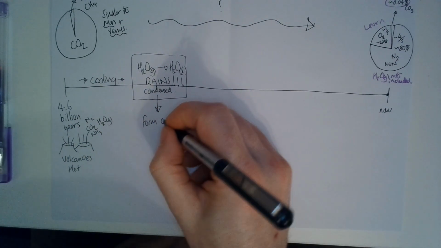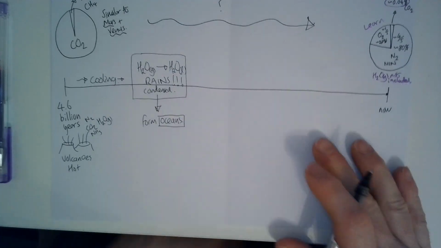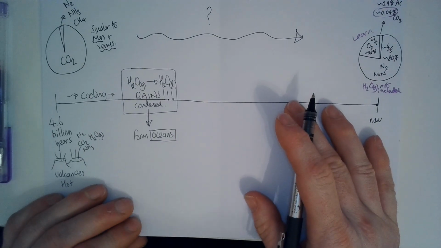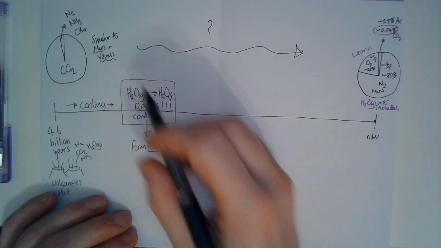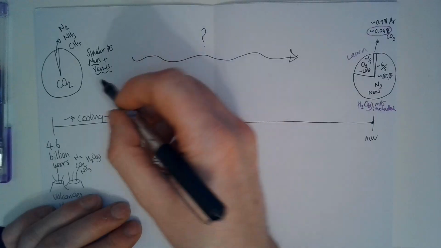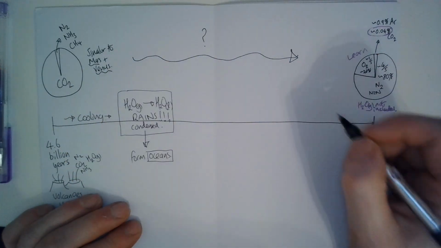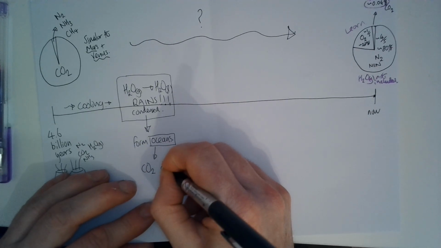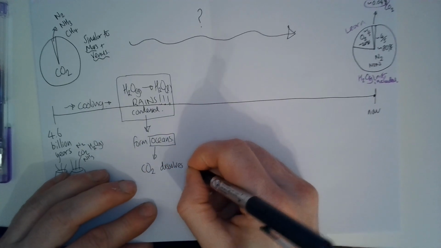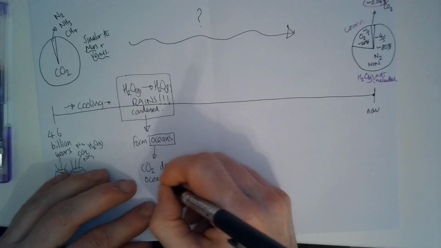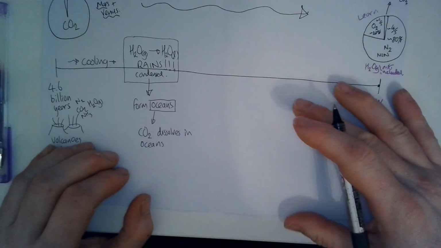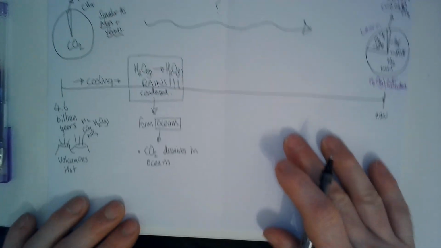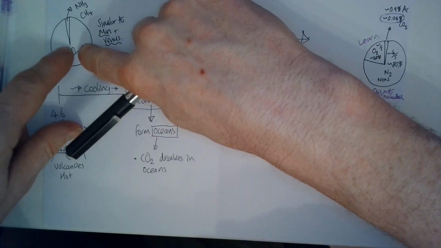Inside these oceans, a very interesting thing happens. A lot of our carbon dioxide is going to go into the oceans. So one thing that we need to know from this whole diagram is, where did the carbon dioxide disappear to? Well, CO2 dissolves in the oceans. So the carbon dioxide levels are starting to drop.